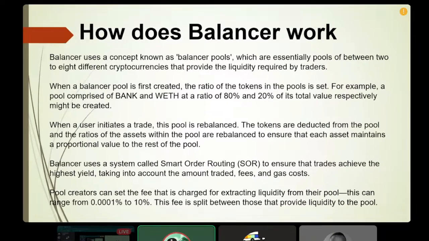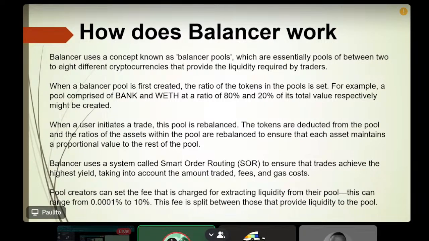Now, when a balancer pool is first created, the ratio of tokens in the pool is set, and the ratio can vary. Now, for the pool you are creating that has to do with bank, the major pair is between bank and wrapped Ethereum, and the percentage ratio for that pool is normally 80 to 20: 80% bank and 20% wrapped Ethereum. That's what makes up the total value of such a pool.